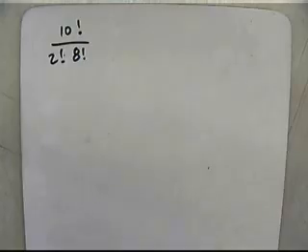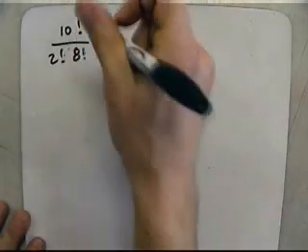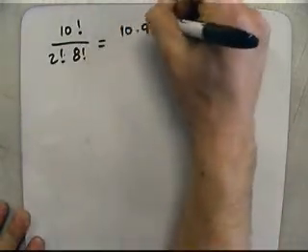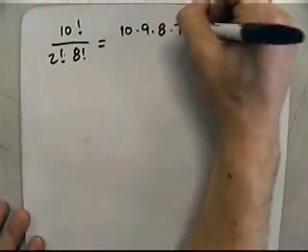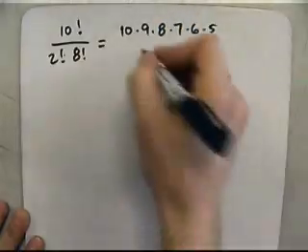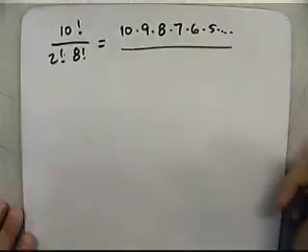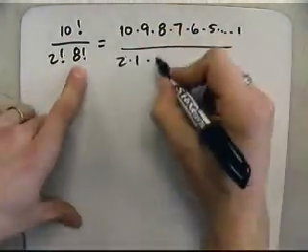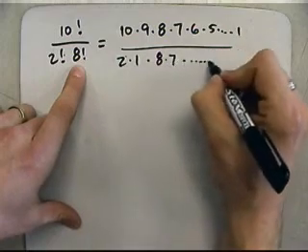Another way to do this, though, is to just simplify with factorials. If you thought about 10 factorial and what that means, we have 10 multiplied by 9, multiplied by 8, multiplied by 7, by 6, by 5. And I don't want to write them all out. It goes all the way down to 1, right? You guys okay with that? 2 factorial would be 2 times 1 multiplied by 8 factorial, which would be 8 times 7 times 6, and so on.